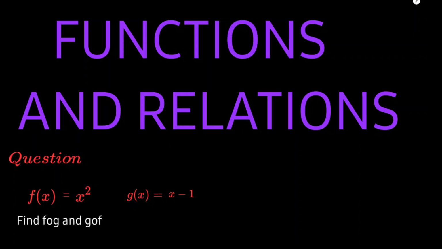In this video, we are going to solve a question under the composition of functions. The question says f of x is equal to x squared, g of x is equal to x minus 1, and we are to find f of g of x and g of f of x.